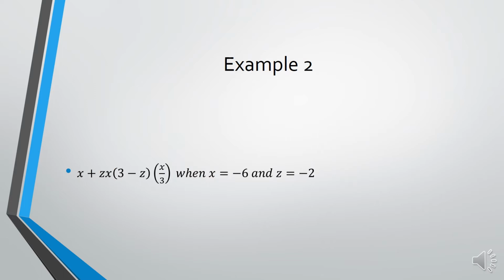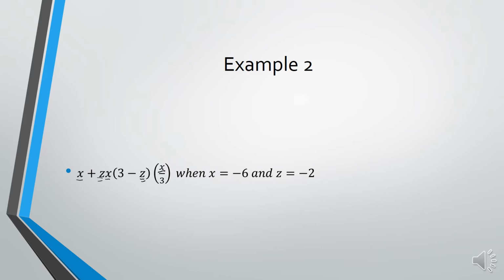Next, I have a little bit of a harder example. I have (x plus z) times (3 minus z) over (x plus 3). We want to evaluate this when x is negative 6 and z is negative 2. There's not a ton of room here, so I'm going to write it up top. Everywhere I see an x, I'll replace it with negative 6. Let me go ahead and underline all my x's. I have 3 of them. I'm going to substitute in negative 2 for z's, so let me double underline those.